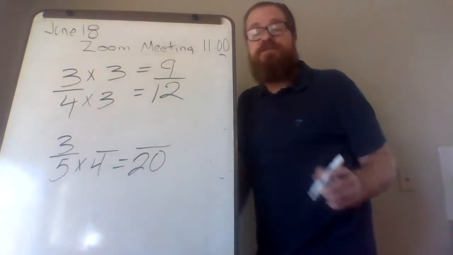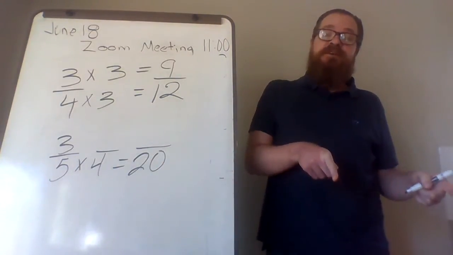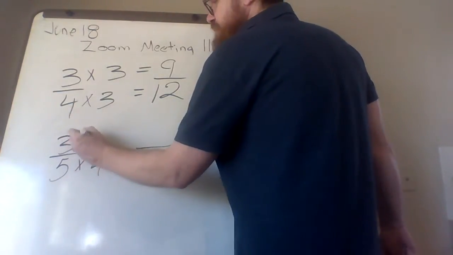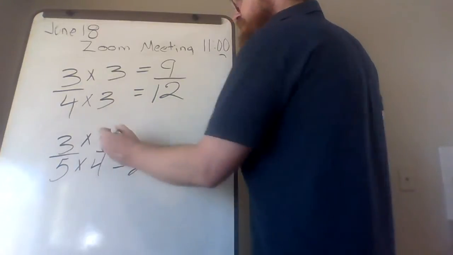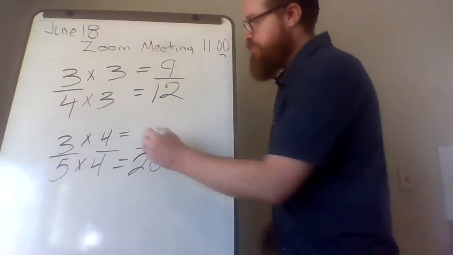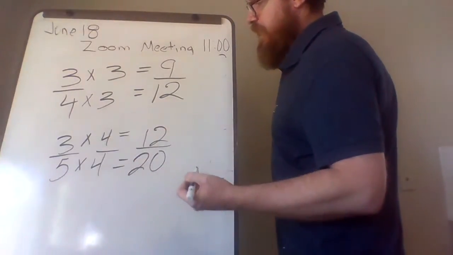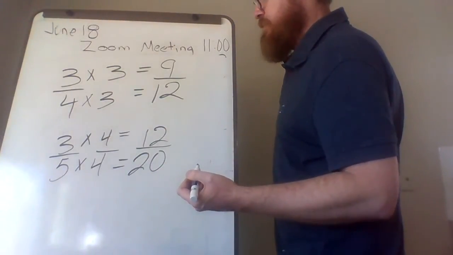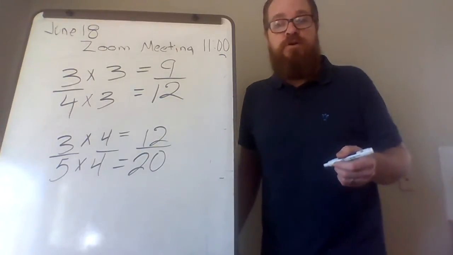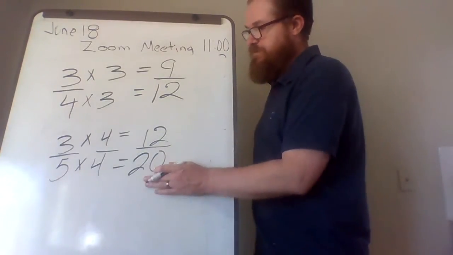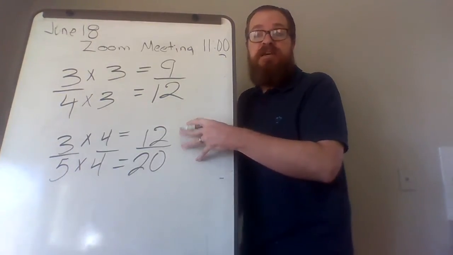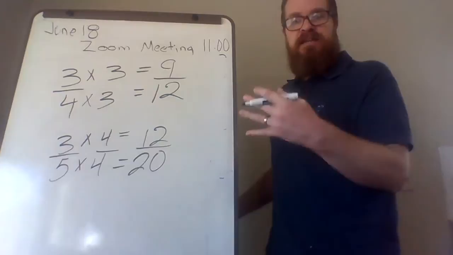Okay? One more time, whatever I do to the denominator, I got to do to the numerator. So I'm going to multiply the numerator times 4 also. And what is 3 times 4? It is 12. So if I want to make equivalent fractions for 3/5 that have 20ths, the only thing that works is 12/20. Okay, so whatever you do to the bottom, you do to the top. It's kind of simple that way.